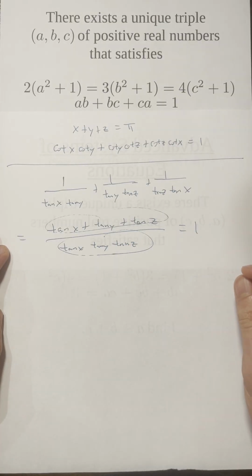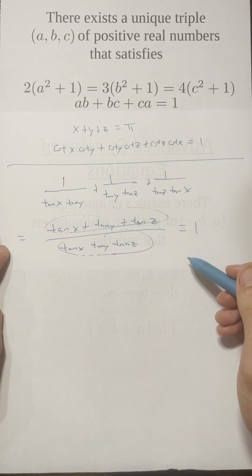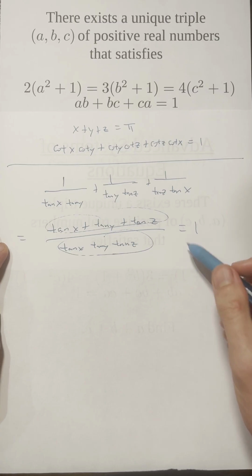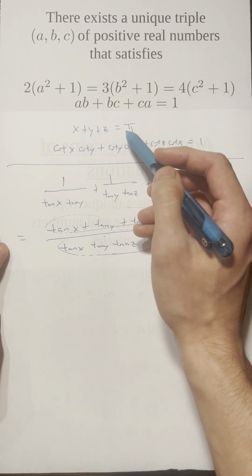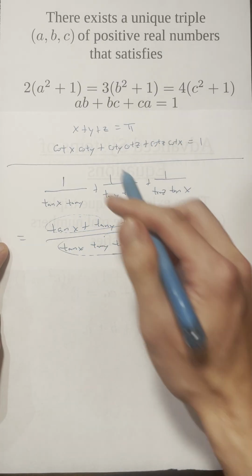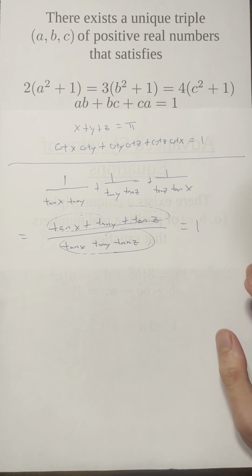How do I know this? Well, I made a video on this. Watch my previous video. Basically, if you have angles of a triangle, then this is equal to this. So that means this trig sub works. Let's go back and see how we're going to finish the problem.